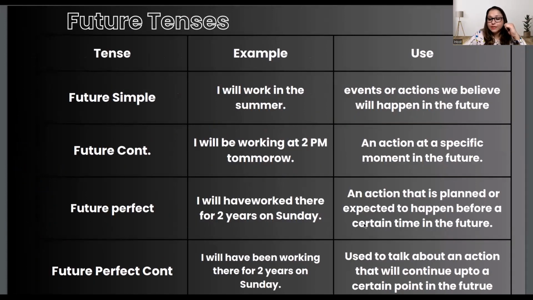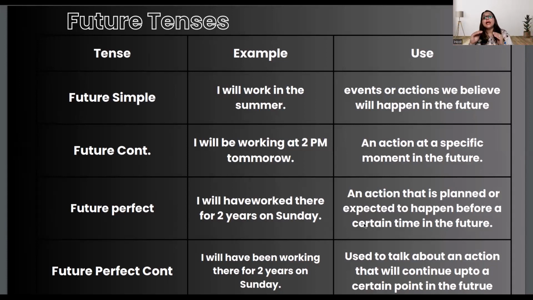Now we have future tenses. Okay, so future tenses are about the tense, example, and the usage. Tenses like future simple, future continuous, future perfect, and future perfect continuous. For example, I will work in the summer. That is future simple. Will. That is the simplest form of future simple. Events or actions we believe will happen in the future.